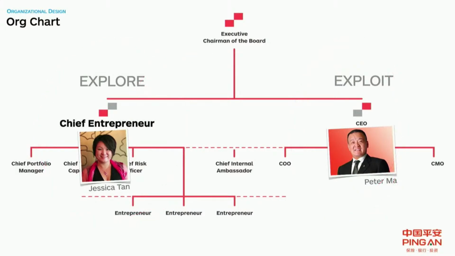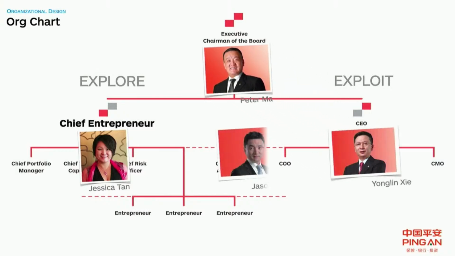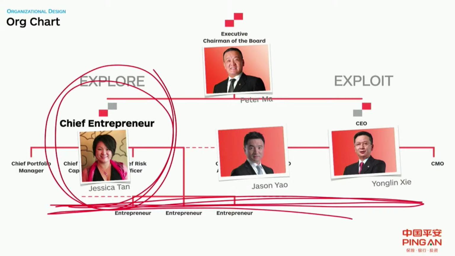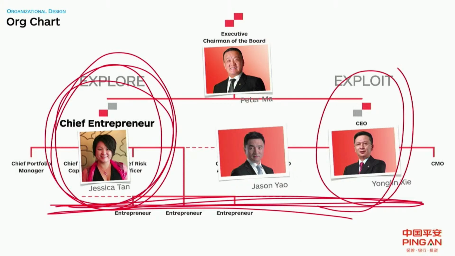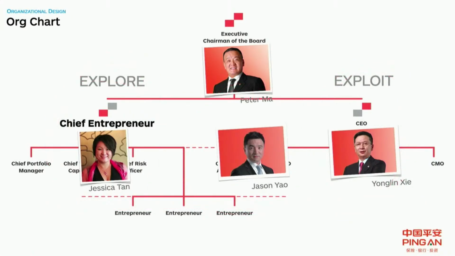And over time, they came up with a slightly different structure. So Peter Ma became chairman, or stayed chairman and moved away from CEO. And they put in place a structure with 3 co-CEOs: Jessica, responsible for the future; Yongling Xi, responsible for managing the existing; and Jason Yao, kind of building the bridges. When you give innovation power, it will succeed.